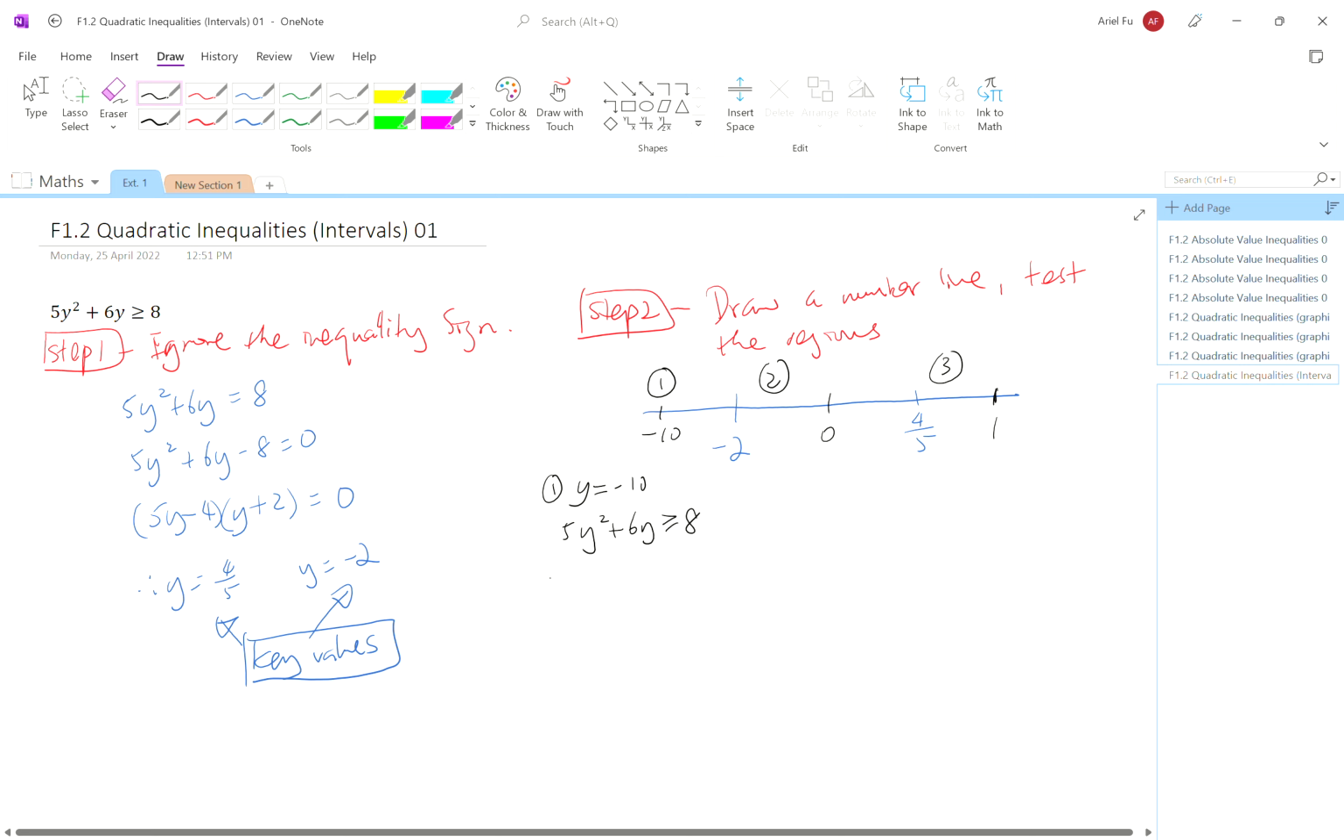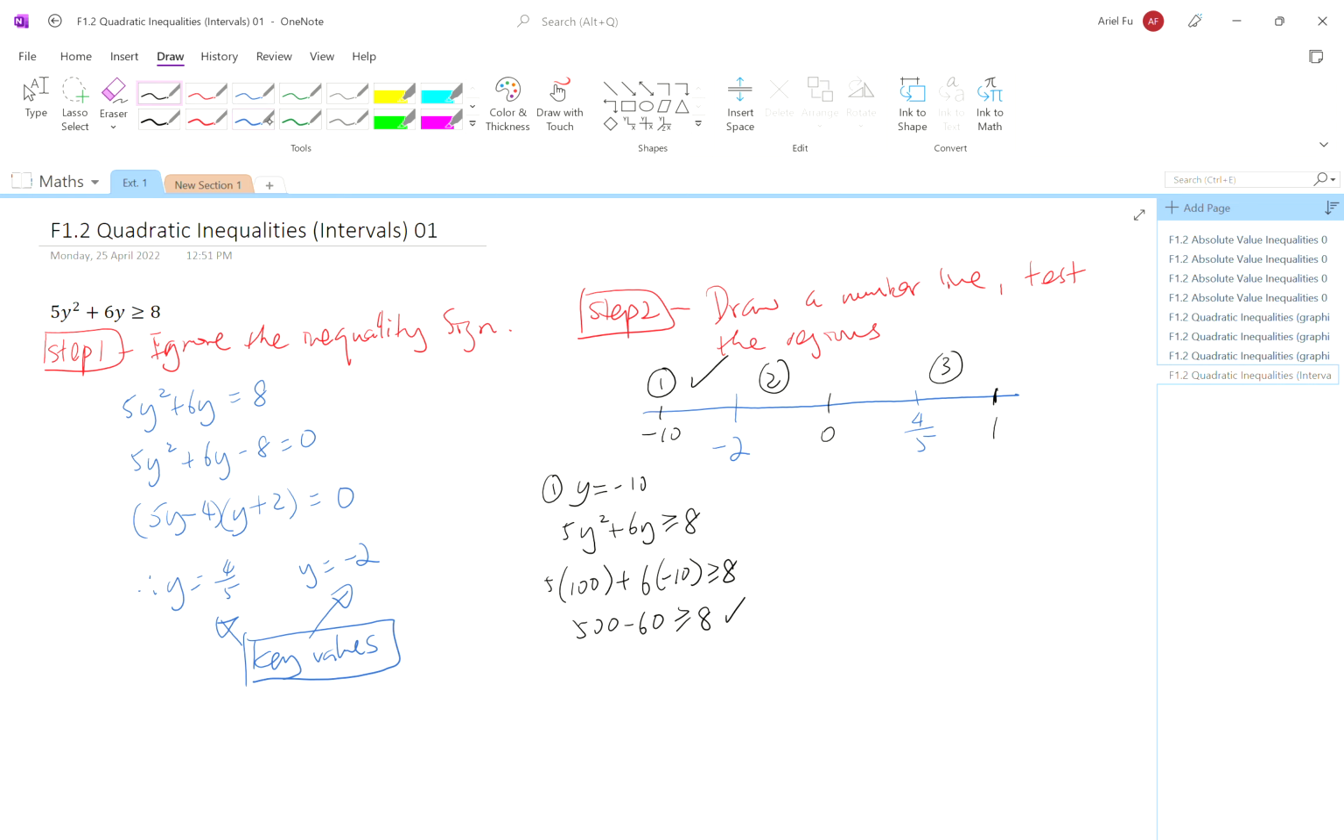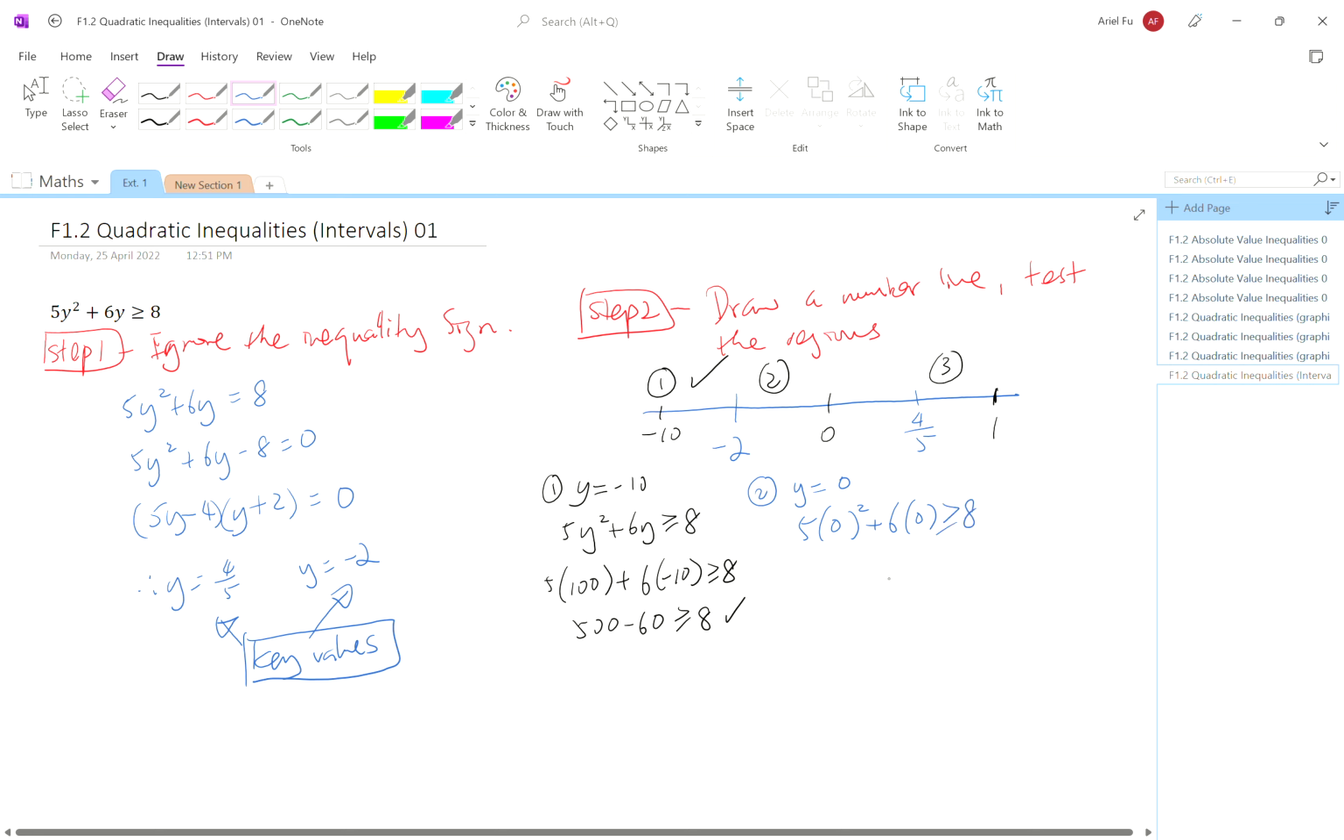Substituting y equals negative 10, you get 5 times negative 10 squared, which is 100, plus 6 times negative 10 is greater or equal to 8. Then we've got 500 minus 60 is greater than or equal to 8. Absolutely, so that is correct. So I do want that region. For region number 2, I want when y equals 0. That means 5 times 0 squared plus 6 times 0 is greater or equal to 8. So you get 0 is greater or equal to 8. No, that does not work, so I don't want this region.